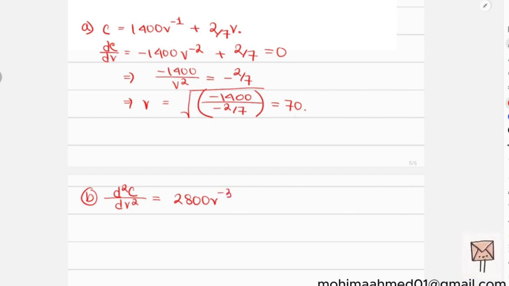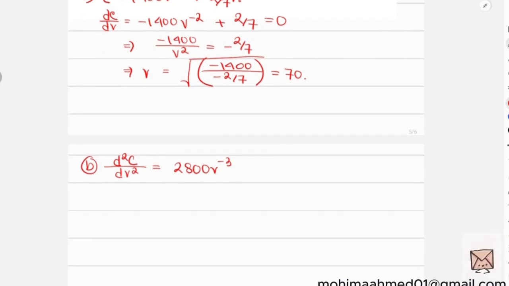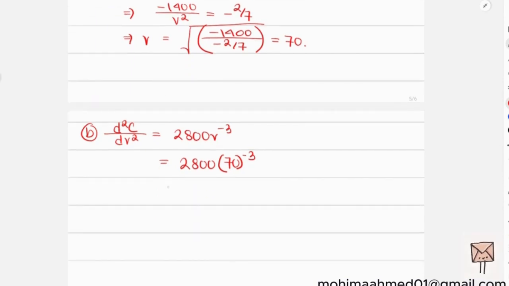At this point, I'm going to input the 70 into this equation to identify whether I get positive or negative values for the double differentiation. So that's 2800 over 70 to the power of 3, which is 2 over 245. That is a positive value.